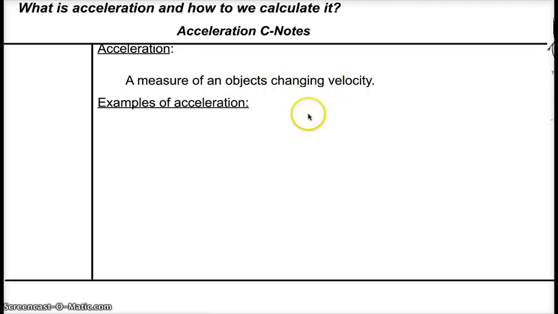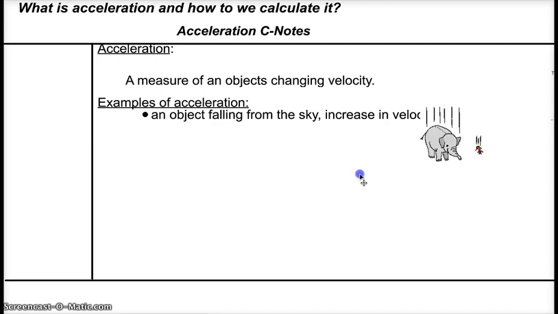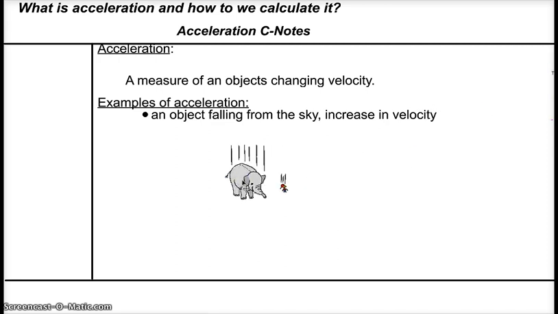So the first one we're going to look at is anytime you have an object falling from the sky, you're going to have acceleration because as these objects fall, they're going to be going faster and faster and faster until they hit the ground. So this is an example of acceleration because as they're falling, they're getting faster and faster.